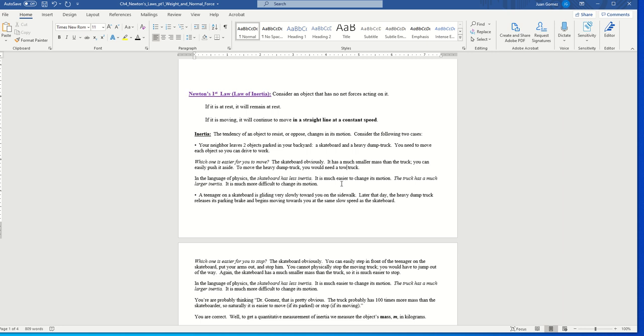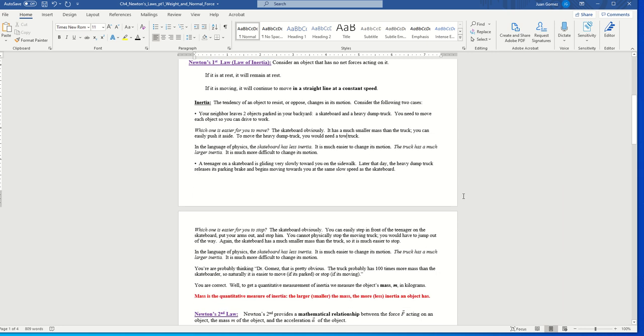In the language of physics, we say that the skateboard has less inertia. Obviously, you say, yeah, Dr. Gomez, it's much, much smaller than this huge dump truck. But in the language of physics, the skateboard has less inertia, so it's much easier to change its motion. The truck has a much larger inertia relative to the skateboard. It's much more difficult to change the motion of the truck.